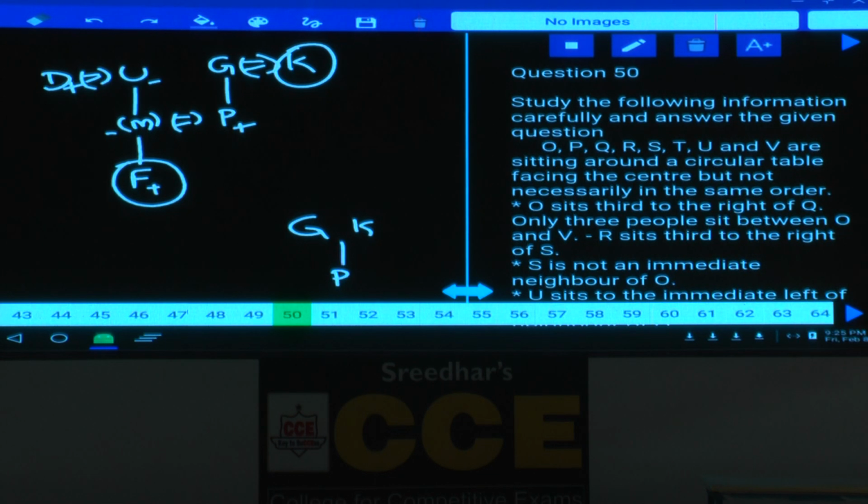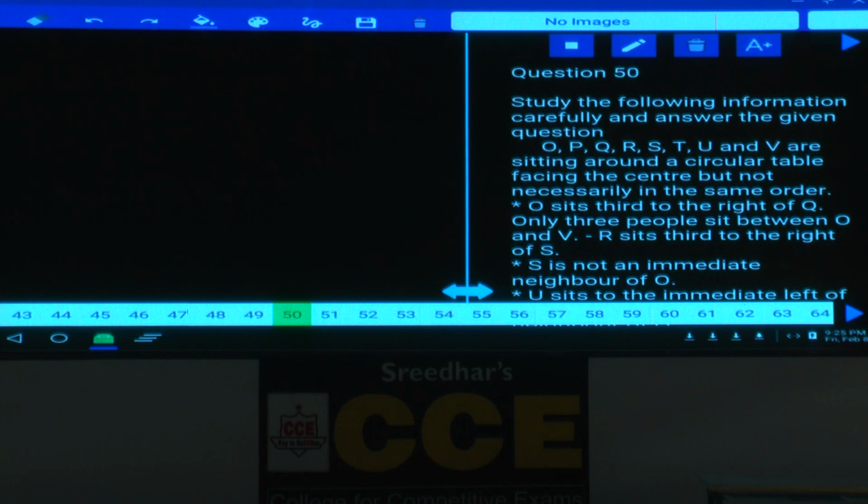Then question number 50. Questions 50 to 54, these five are based on circular arrangement. O, P, Q, R, S, T, U, and V are the 8 persons seated around a circular table. Now let us take this as a circular table. 8 persons are there, and these 8 persons are facing towards the center, clearly given, isn't it? As they are facing towards the center, now we need to fix one person here. O sits second to the right of Q.